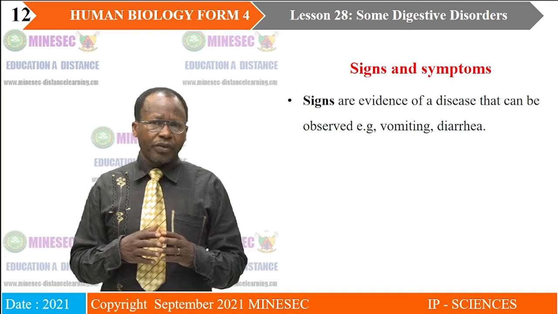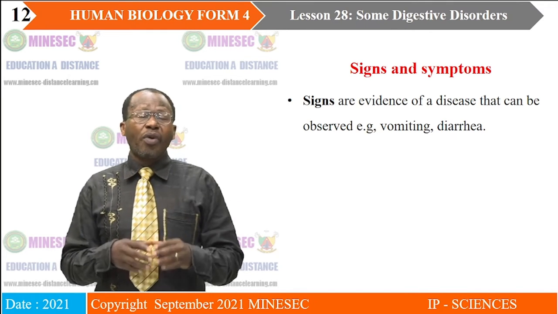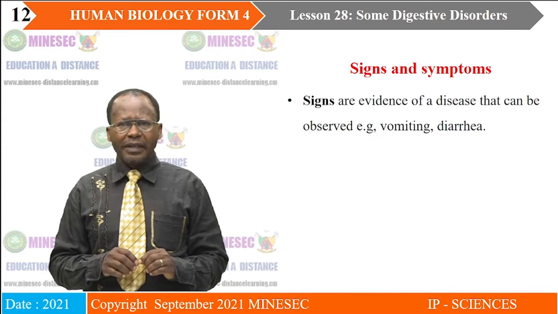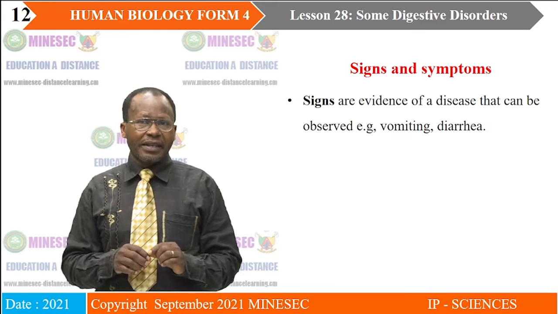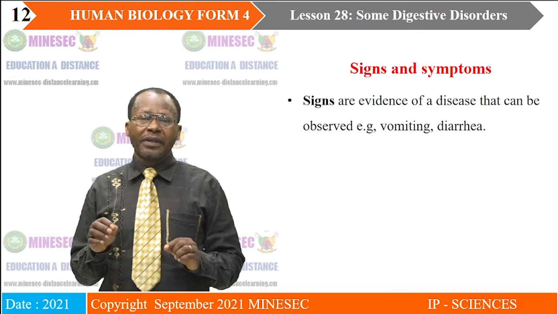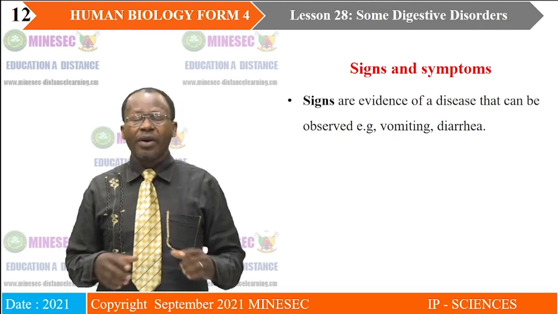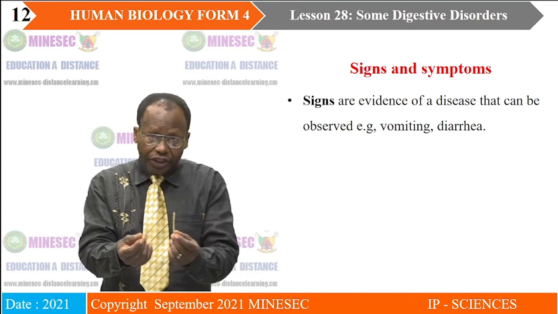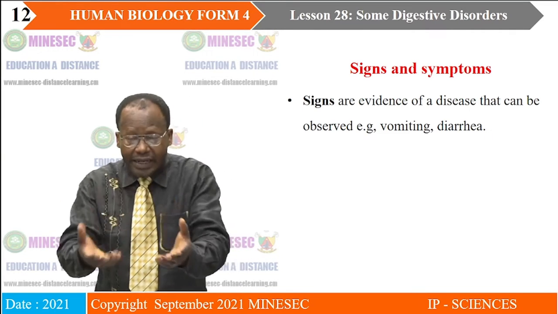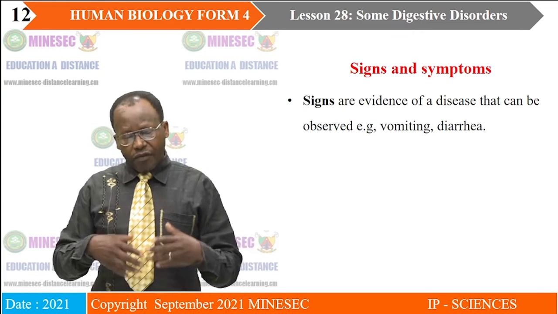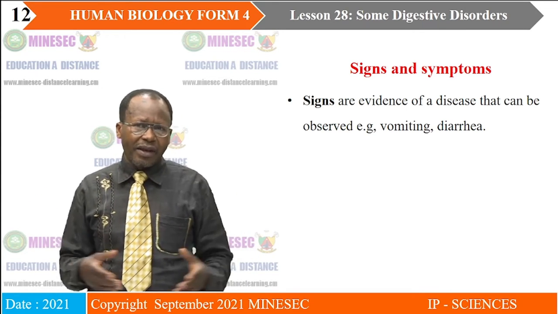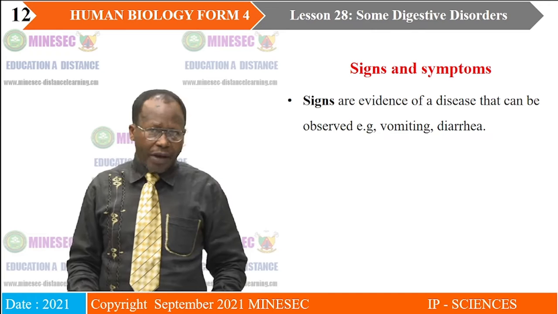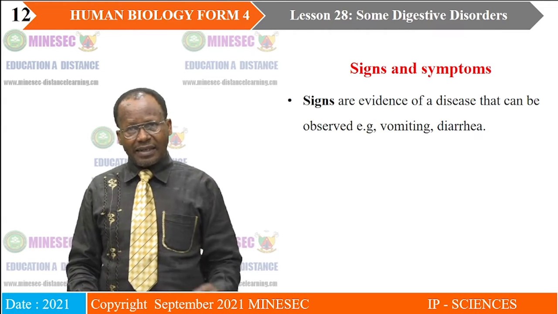Because as human biology students, you should be able to bring out the deep, detailed integrities of this material. A sign is an evidence of a disease that can be observed, meaning that you can see it with your naked eyes, or you can even touch it with your hand. For example, you are vomiting. You can touch what you vomited with your hand, and you see it coming out, although you also feel the pain. If you have a running stomach, for example diarrhea, sending out liquid stool, you will feel the pain, but you also see the stool coming out. So we call these signs of a disease.